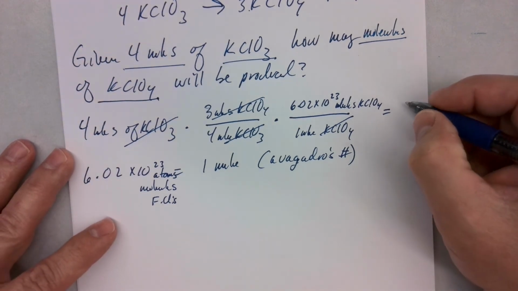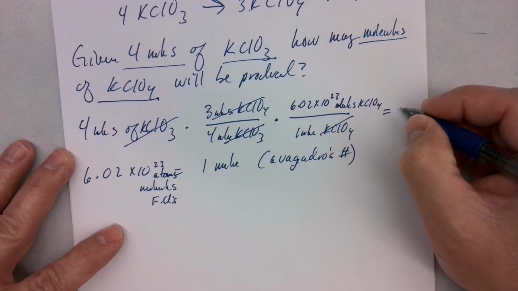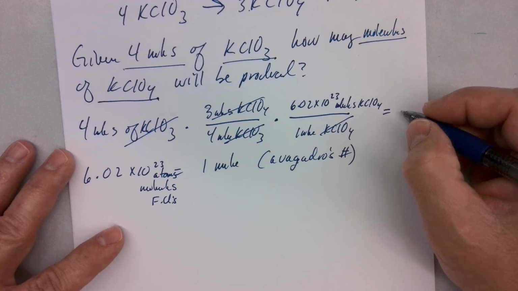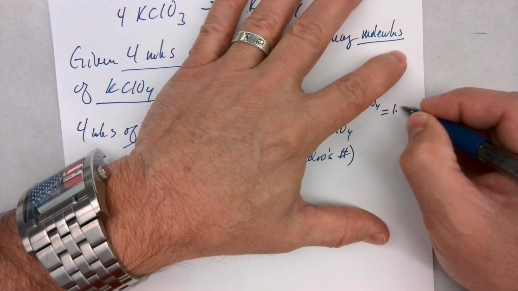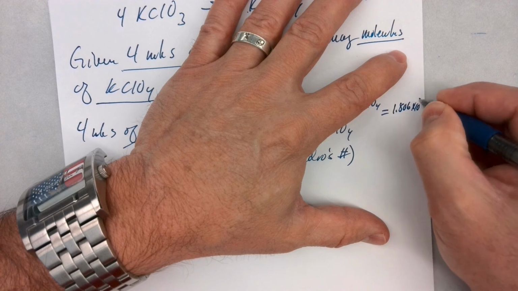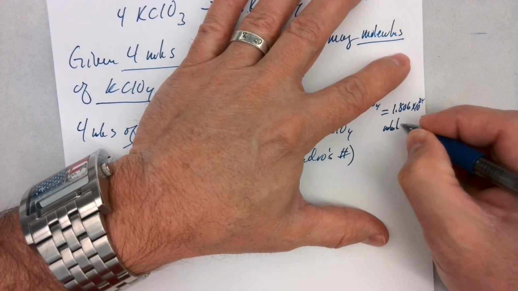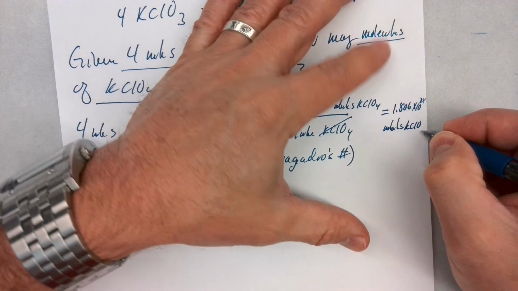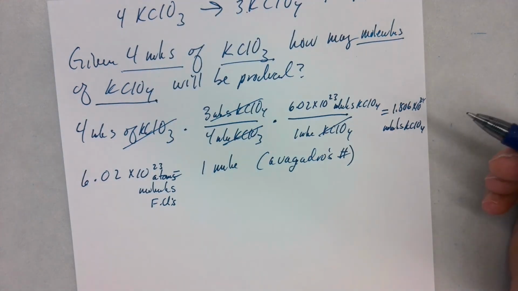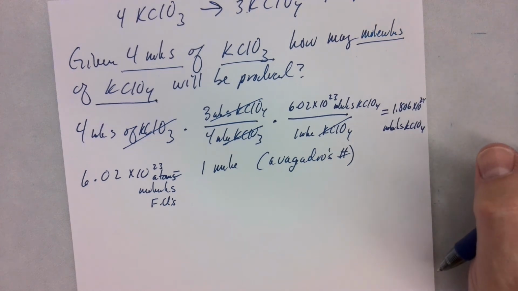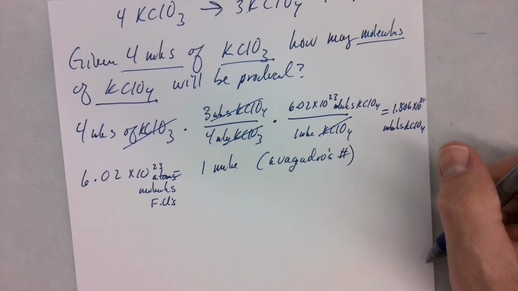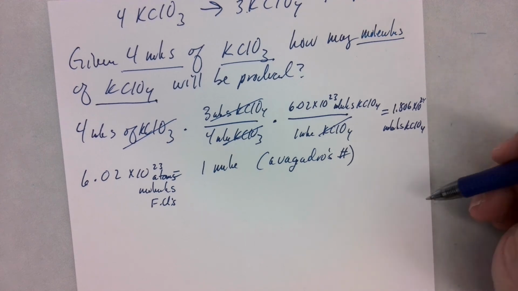What do you got? 2 times 10 to the 24th. No, it's close, but it's not. 1.806 times 10 to the 24th molecules of KClO4, right? Now, here's my question. What is my answer going to be? Does anybody know? There's kind of a problem with this problem, but it gives us a good thing to talk about.